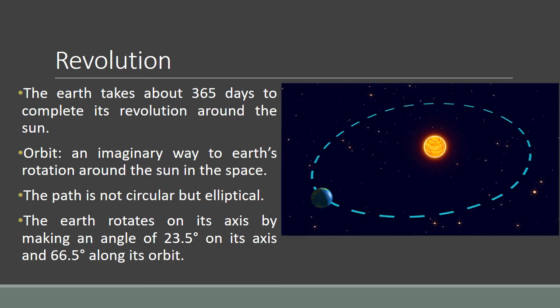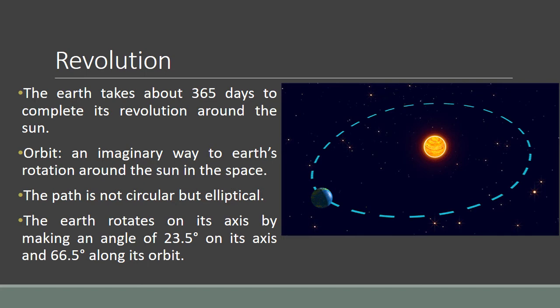This revolution is around the sun on a fixed path. An imaginary path of Earth's revolution around the sun in space has been determined, which is known as orbit. It's not just randomly roaming around the sun, but as it is rotating by itself on its axis, in the same way it is revolving around the sun on a fixed path. That imaginary fixed path in space on which the earth revolves is called its orbit.